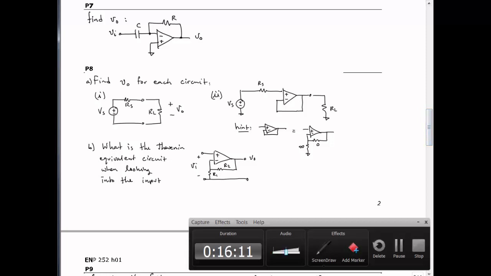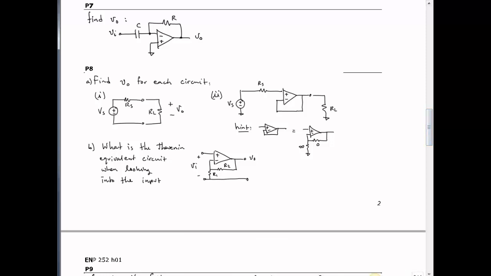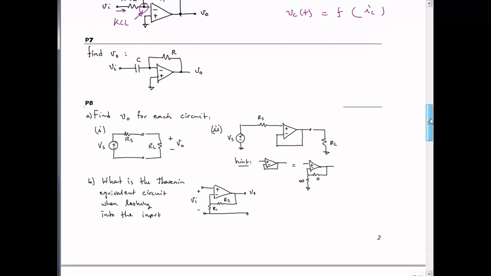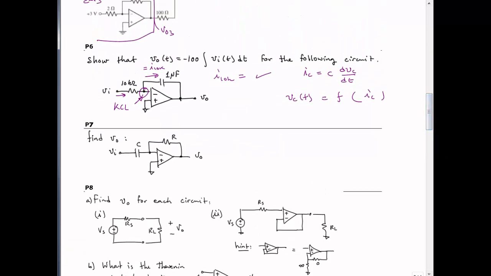Okay, where are we at? Problem 7, you're to find the voltage VO, and here's a capacitor. Again, the difference between 6 and 7 is that the cap and the resistor have been reversed. Okay, so in 6 I give you the result and ask you to verify it. In 7 now you're on your own.